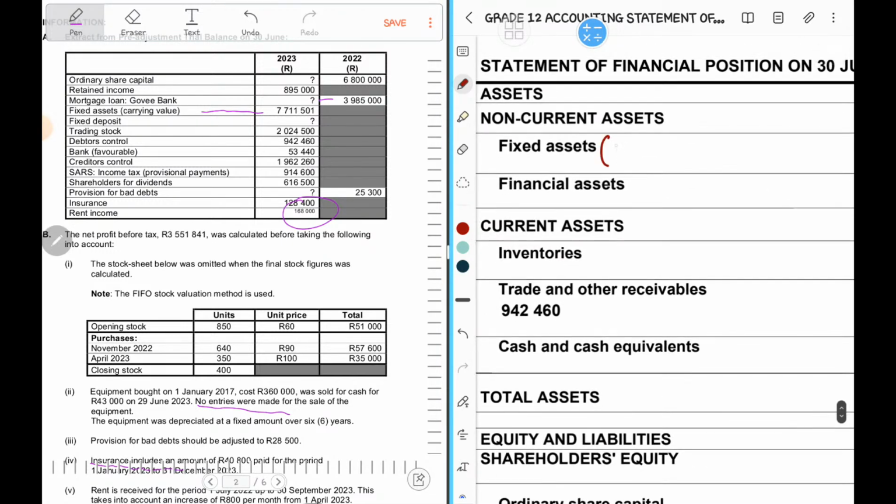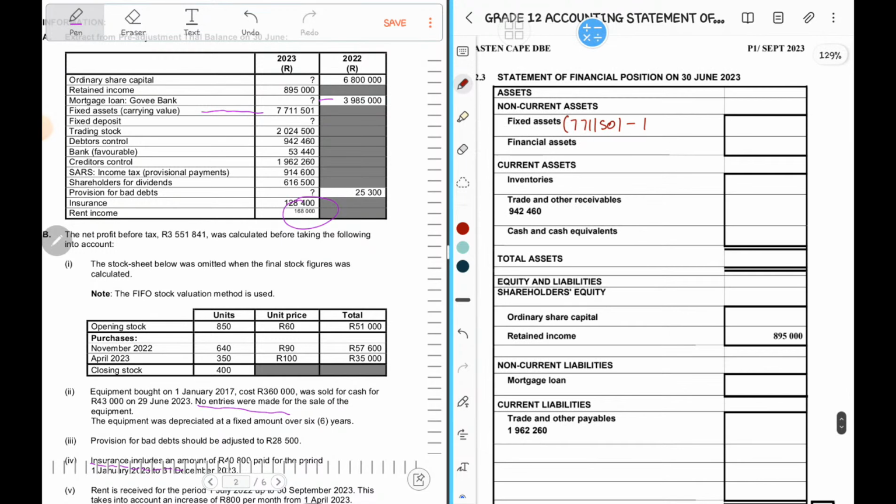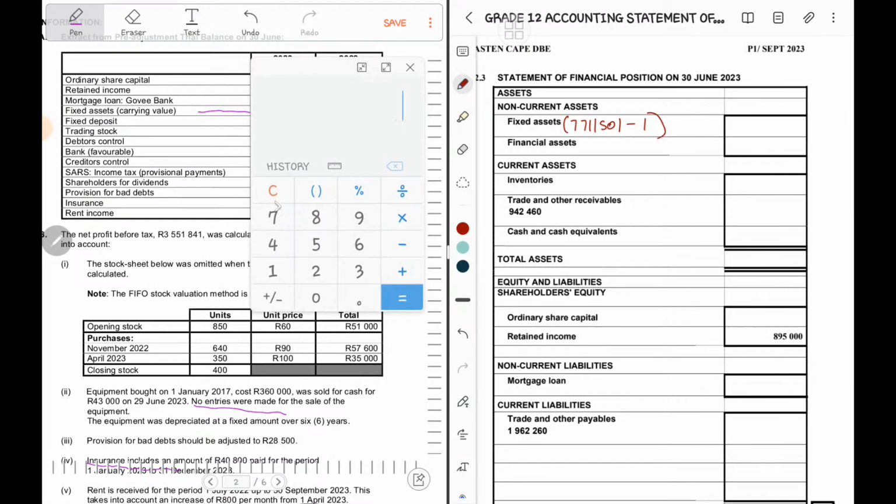We're going to take the carrying value of 7,711,501. Then we subtract the 1 rand. The 1 rand is the carrying value of that asset that we disposed. So 7,711,501 subtract 1 gives us 7,711,500. Then in terms of the financial assets, it's our balancing figure. We'll come back for this one.